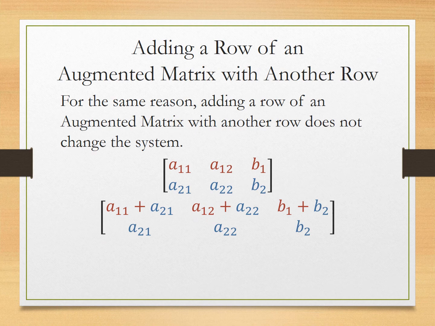All right, so the final property is: if you add one row of the augmented matrix to another, this does not change the system. This is very hard to understand unless you think about what it represents. The augmented matrix represents a system of equations. Each row represents one equation. When you add one equation to another, it doesn't change the system. So when you add one row to another in the augmented matrix, it doesn't change the system.